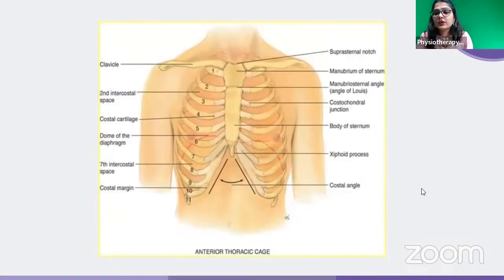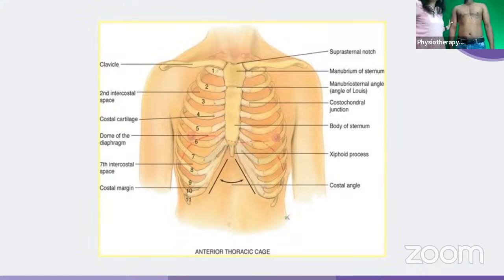See, this is the surface anatomy of your anterior chest. Why did I write this? Because you have to understand where exactly each rib is present. So this is the clavicle, as you can see here, and the nipples are present between the 5th and 6th rib. That is your 5th intercostal space. There your ribs are present. So I will show it on a model.